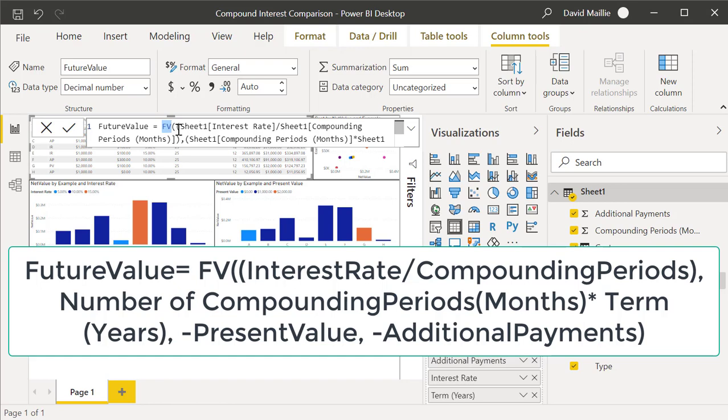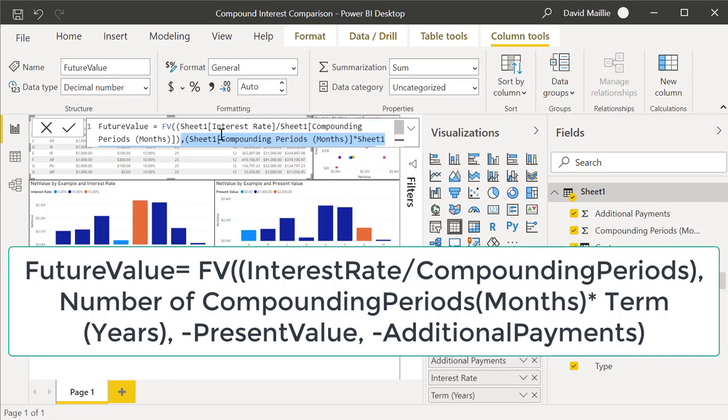And then what we're going to have is the same thing. You have to take the interest rate and the compounding periods, because the interest rate is for a year, but we have to divide it by the number of compounding periods. So I have Sheet1 interest rate, and then I have Sheet1 divided by Sheet1, where Sheet1 is where the data is, compounding periods.